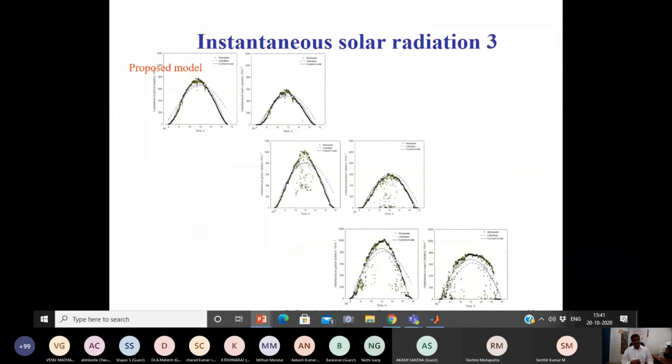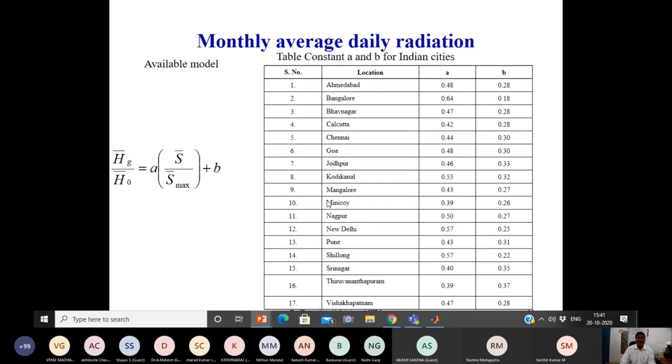Since the accuracy of the mathematical equation has been increased by increasing the number of coefficients in the curve fitting equation, a close match between the observed solar data and estimated solar data has been observed here. And the next model is the monthly average daily radiation. In the monthly average daily radiation using solar geometry, in the existing model, 2 constants have been used to estimate the monthly average daily global radiation.